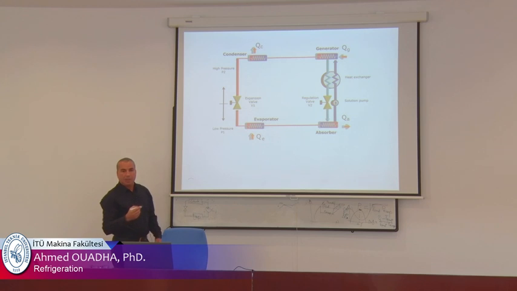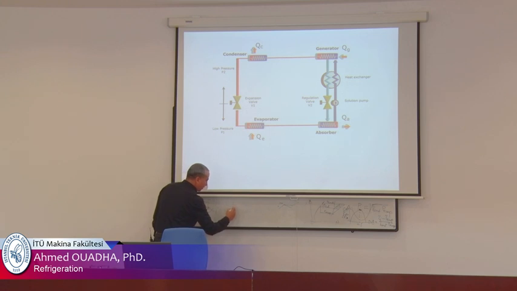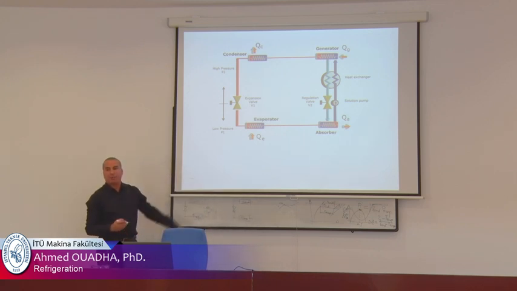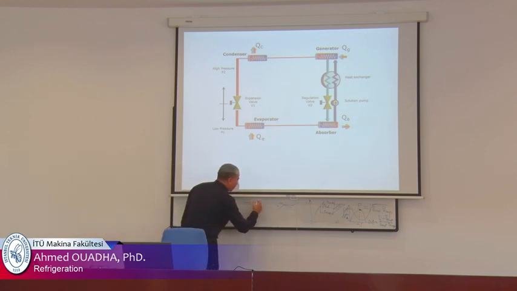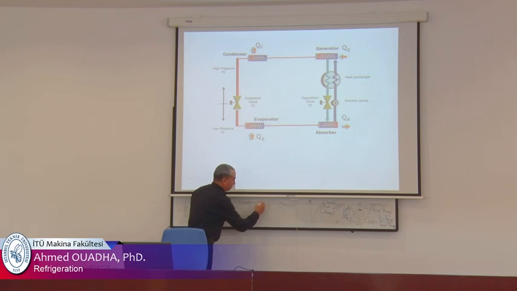So for an absorption refrigeration system, the elements are the same. Here there is a throttling valve, a condenser, an evaporator, and the mechanical compressor here is replaced by a chemical compressor or thermal compressor. It's composed of a generator and an absorber.